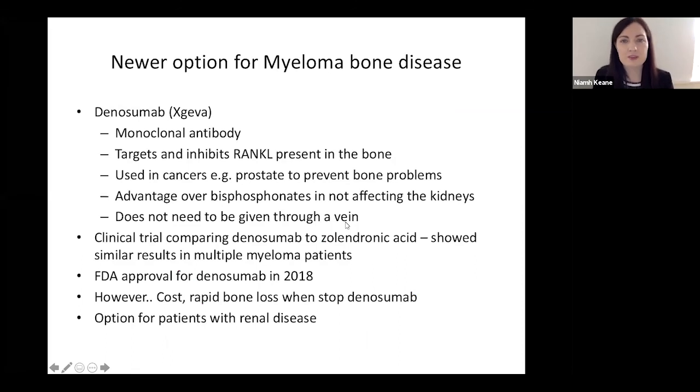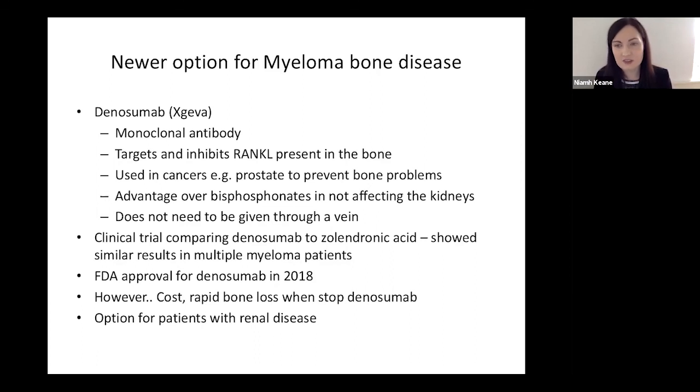So newer options then for myeloma bone disease. So as I mentioned, in patients with significant renal impairment or kidney impairment, bisphosphonates are not necessarily suitable. So we do have another option called denosumab or Xgeva. One of the advantages of this particular drug is that it doesn't have to be given via a drip or through a vein. It can be given as an injection, and that it doesn't affect patients who have kidney damage.